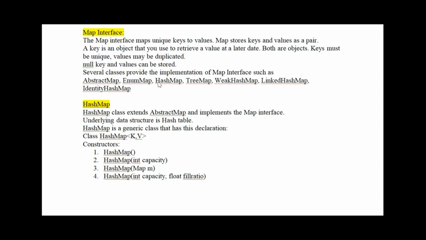Several classes provide the implementation of the Map interface. They are AbstractMap, EnumMap, HashMap, TreeMap, WeakHashMap, LinkedHashMap, IdentityHashMap, etc. In today's class, I'm going to discuss HashMap.